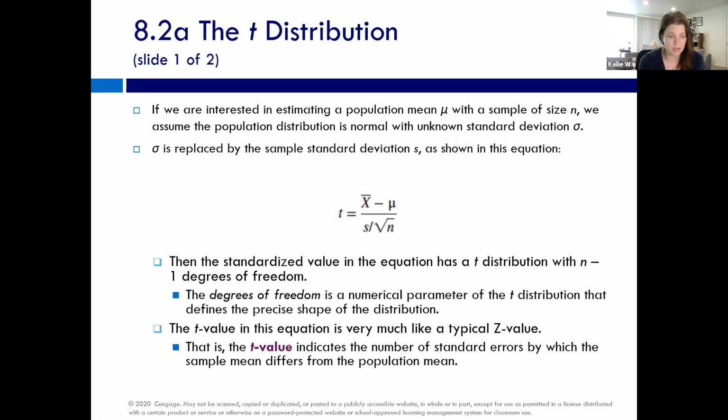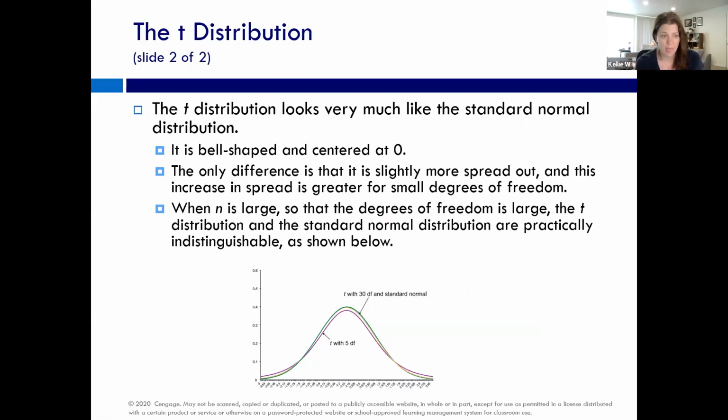So when we have a smaller N, our normal bell curve is just a little more spread out. So it looks exactly like a normal distribution. It's just a little more spread out. It's still centered at zero. It just is wider. As N gets bigger, the degrees of freedom gets bigger, that distribution tightens, and the T distribution and the normal distribution look pretty much the same.